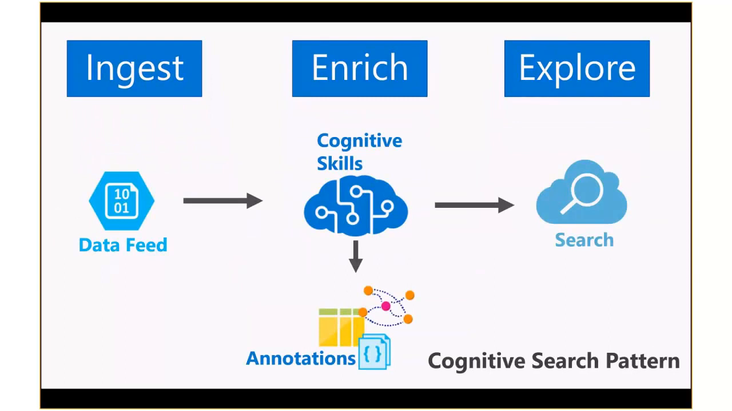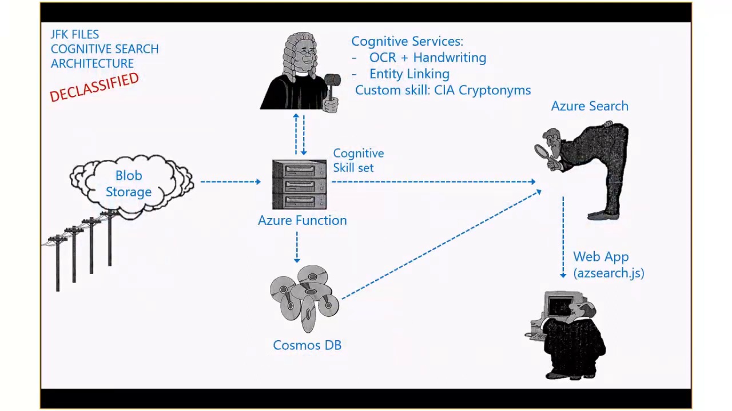The whole process is called the cognitive search pattern. It feeds data into the cloud and applies cognitive skills, the action of using cognitive services for data enrichment. Structured data is stored as annotations and creates a new search experience for data exploration. More details about the architecture, now using these 1997 CIA visuals from the original documents.